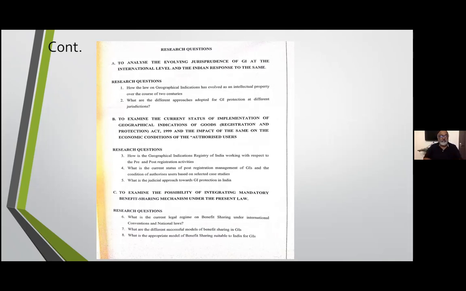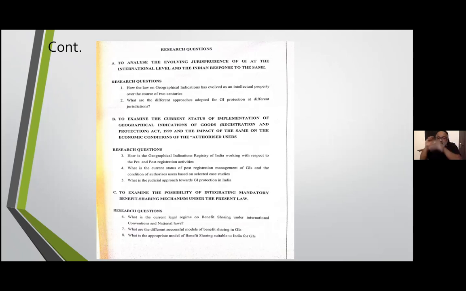For that particular objective, the research questions framed by the researcher here are: what is the current legal regime on benefit sharing? What are the laws under the international conventions and our national laws, that is the Geographical Indication Act, that are available for such benefit sharing? Then, what are the successful models? Let's take the example of Kanchipuram saris: how has it helped the entire weaving community as a whole? Was it a successful model? If it was, the researcher will take the example of Kanchipuram sari and explain it in the foregoing chapters.